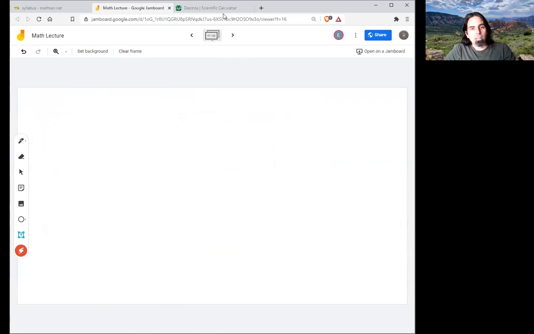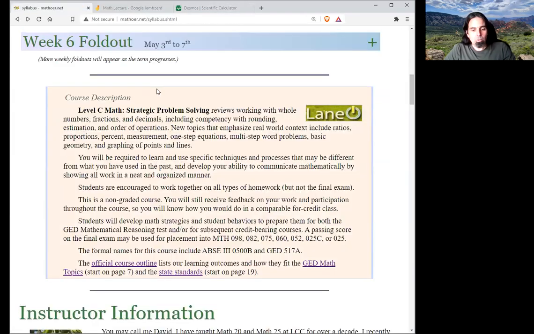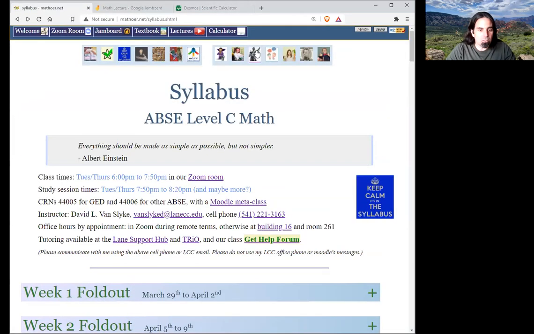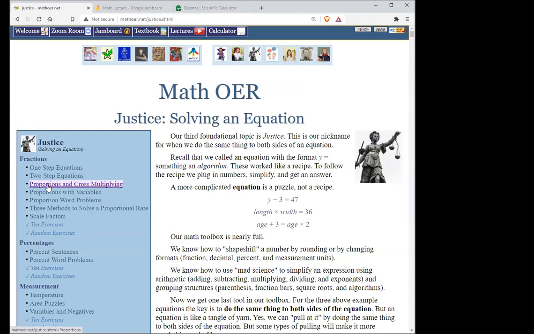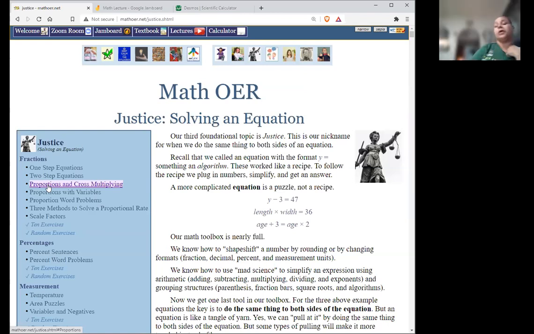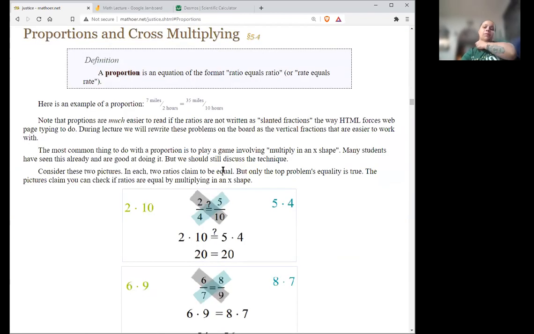Okay, we're at a transition spot. We're going to talk next about proportions and cross multiplying. Do you want to take a break now, or should we push on closer to 8? I'm good to wait. We can wait. Okay, let's keep going.